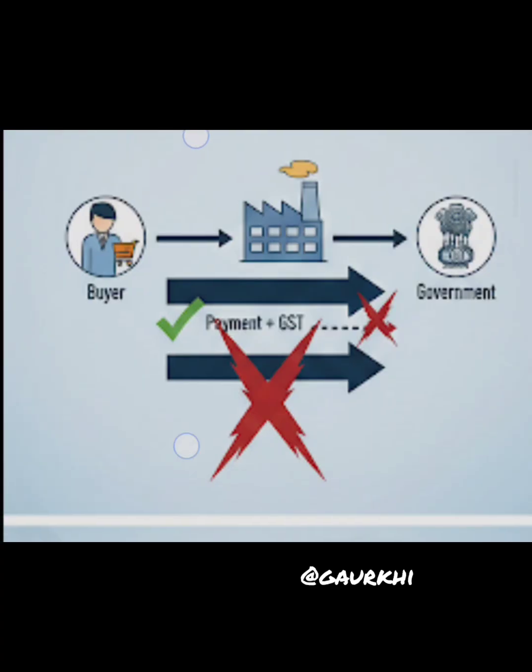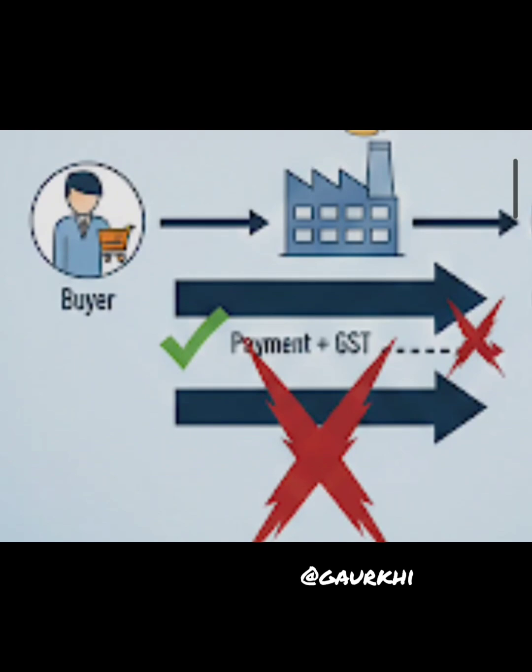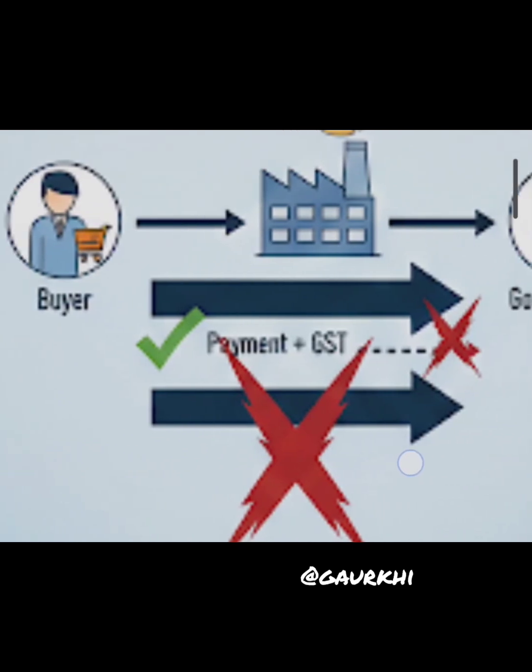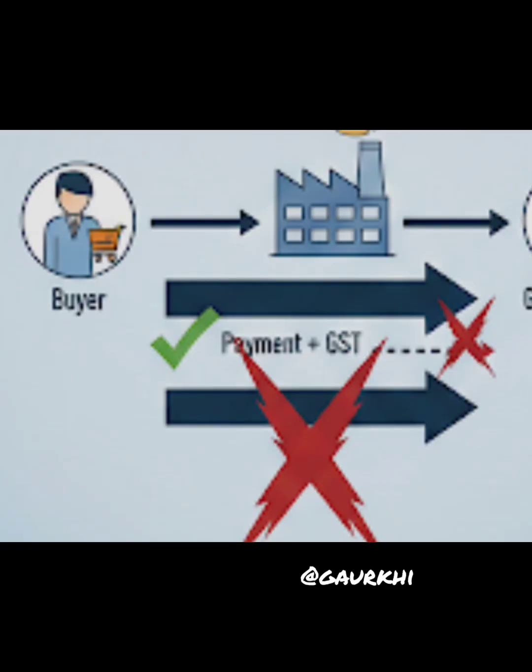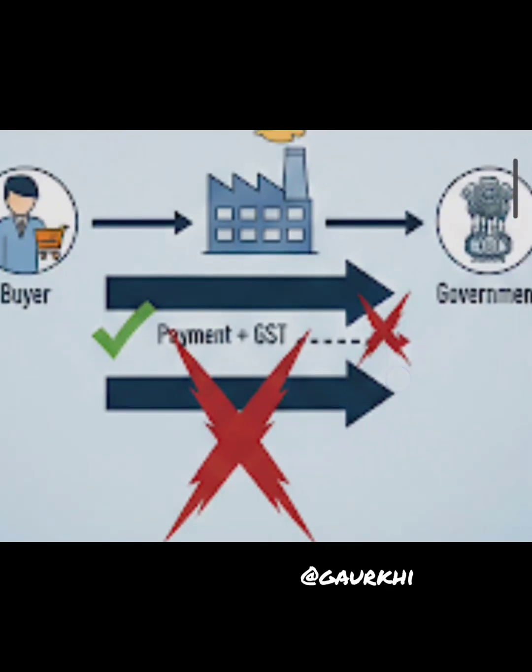The buyer has paid the tax to the seller, to the supplier. But what happened? The supplier has filed the GSTR-1. The supplier has reported the transactions of the buyer in GSTR-1, but it hasn't reported the transactions in GSTR-3B and made the payment of GST in GSTR-3B to the government.